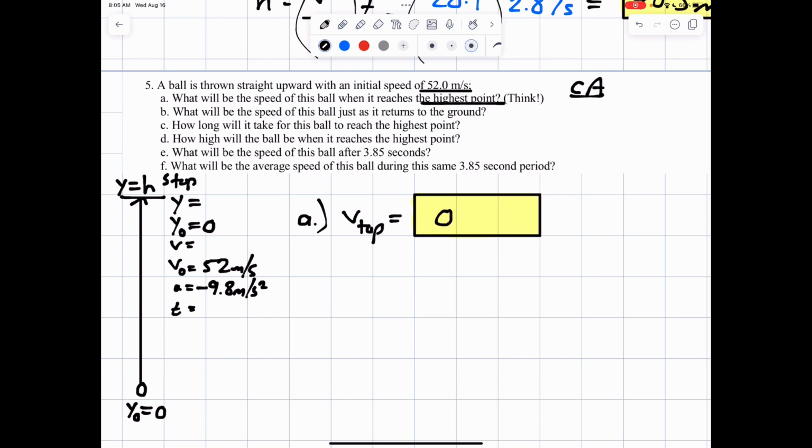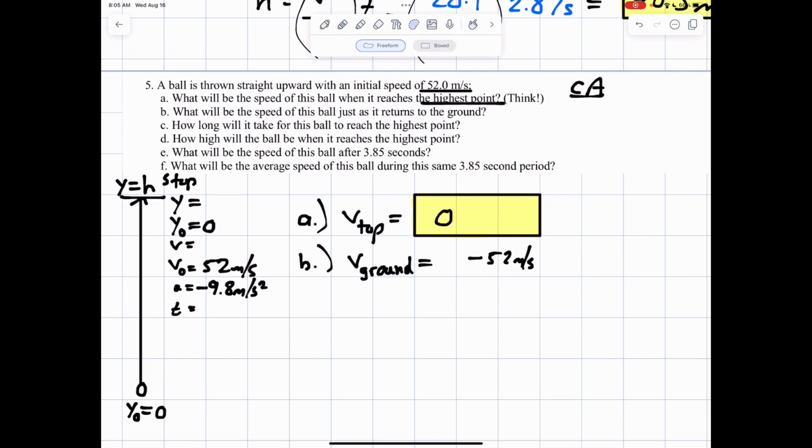Now, part B is asking you what will be the speed of the ball when it returns to the ground. Well, if the time it takes a ball to go up is symmetrical with the time it takes to go down, that means the speed at any point going up is symmetrical to the same speed at that same level coming down. So the velocity when it comes back to the ground, we'll call it v ground. Keep in mind, it's not the velocity after it hits the ground. That would obviously be 0. It's the velocity right before hitting the ground. Well, that would just be the opposite of this. It would be negative 52 meters per second.